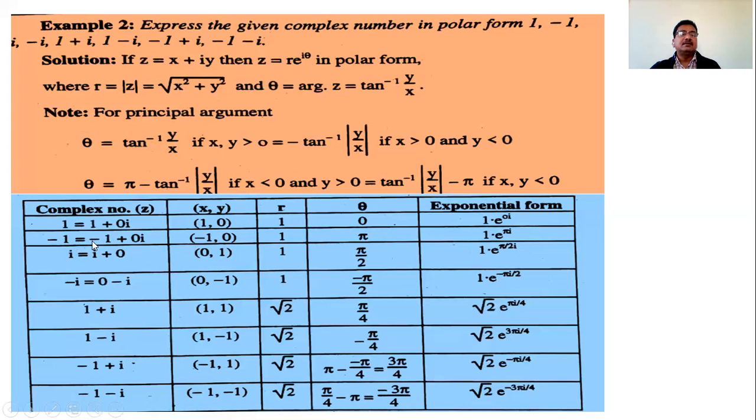Then minus 1. The number minus 1 is minus 1 plus 0i, minus 1, 0 in ordered pair form. Then 1 is its modulus: root of minus 1 square plus 0 square. Root of x square plus y square is root 1, that is 1.